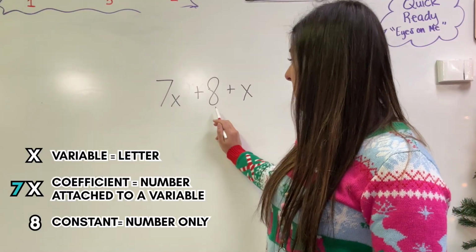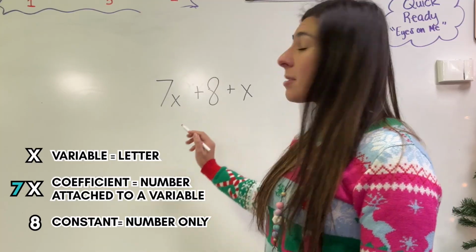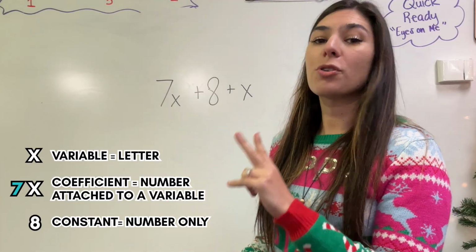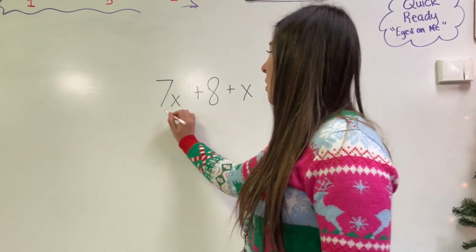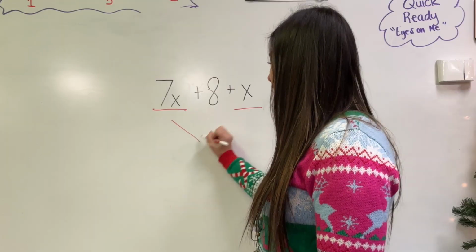Now, this number that's by itself, that's called a constant. That's going to stay by itself for now. But I do see two x's. Those are like terms that I can combine. So I'm going to take my 7x and my normal x and combine those.